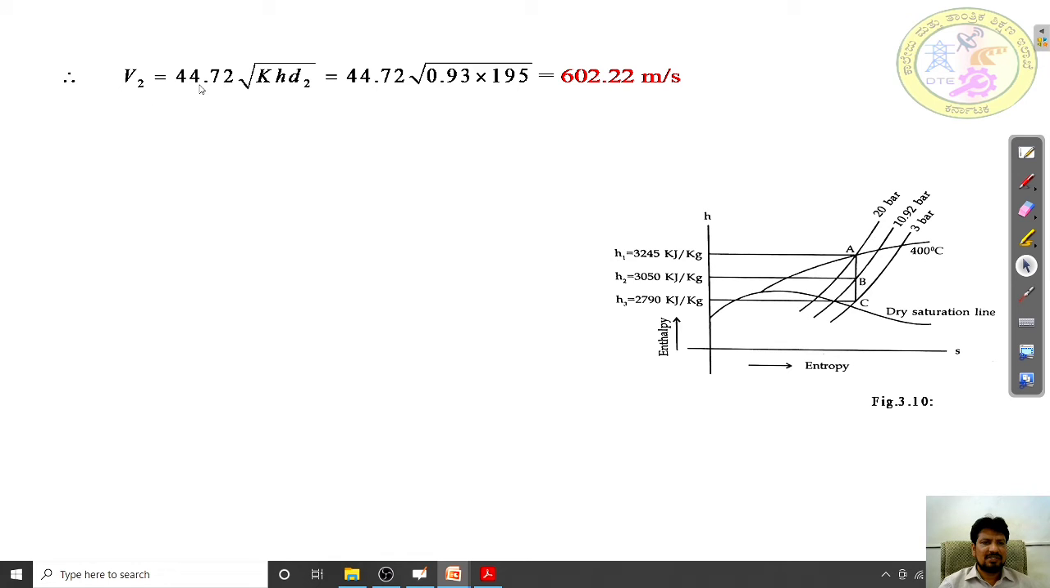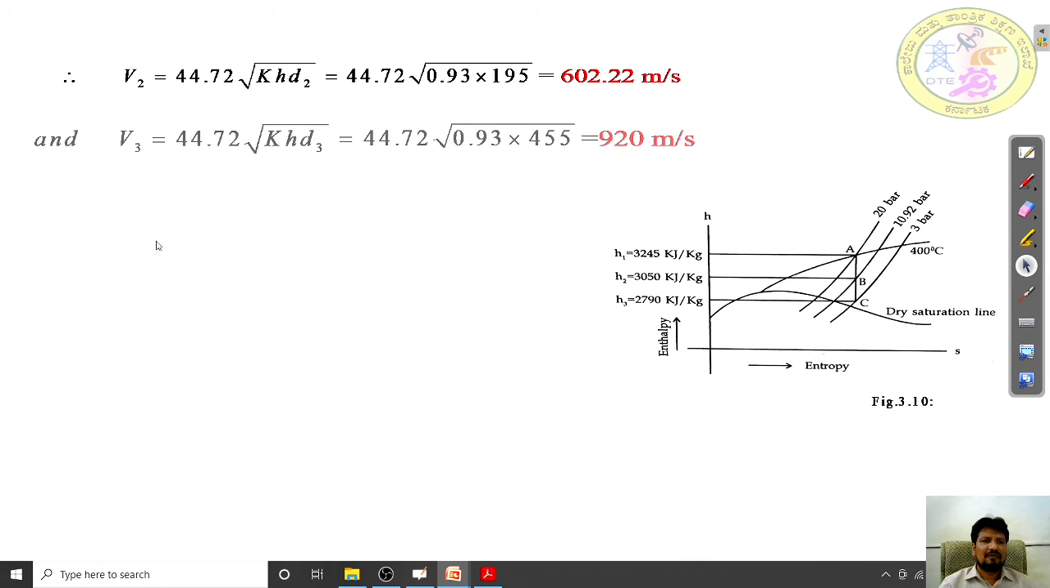Now find the velocity at the throat, that is V2, equal to 44.72 into root of K into HD2. Here K is the overall efficiency, which is given as 93% or 0.93, and HD2 is the difference of H1 minus H2, which is 195. After calculation, you will get 602.22 meter per second. That is your velocity at the throat.